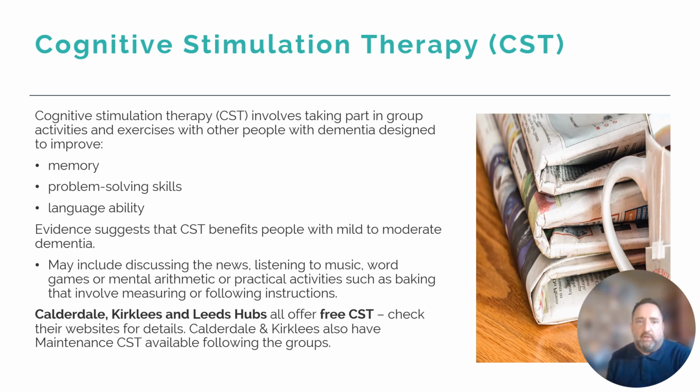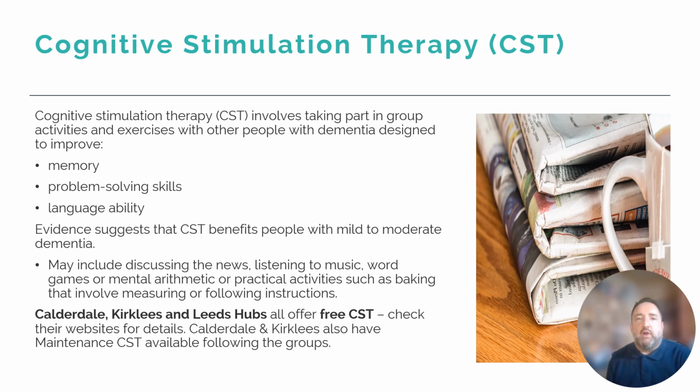Cognitive stimulation therapy. So cognitive stimulation therapy, CST, involves taking part in group activities and exercises with other people with dementia, designed to improve memory, problem-solving skills, language ability, and evidence suggests that CST benefits people with mild to moderate dementia. So it may involve discussing the news, listening to music, word games, or mental arithmetic, or practical activities such as baking that involve measuring or following instructions.